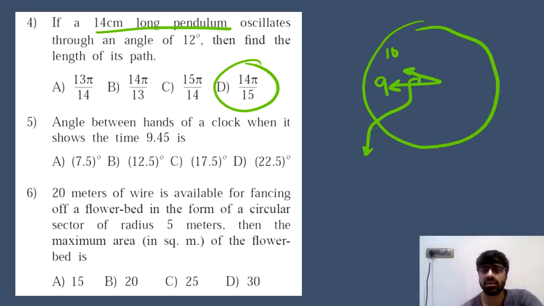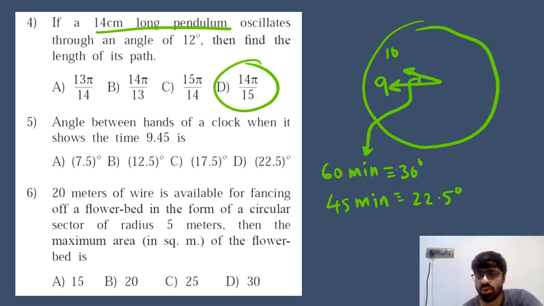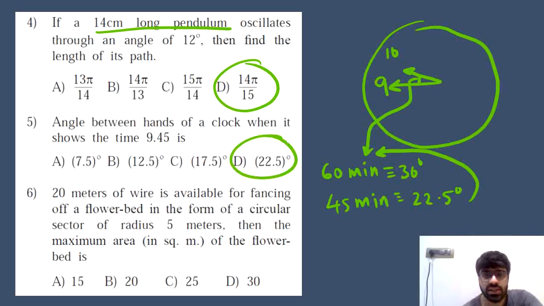So that angle is, okay, we can say that in 1 hour, the angle traced by the hour hand would be 30 degrees. That is in 60 minutes, the hour hand is going to trace an angle of 30 degrees. So in 45 minutes, the hour hand is going to trace 3/4 of 30, which is 3 into 7.5, that is 22.5 degrees. So this angle out here in the middle is 22.5 degrees. Okay, so 22.5 degrees, option D is the right answer there.